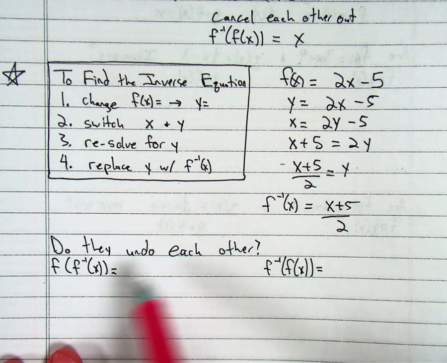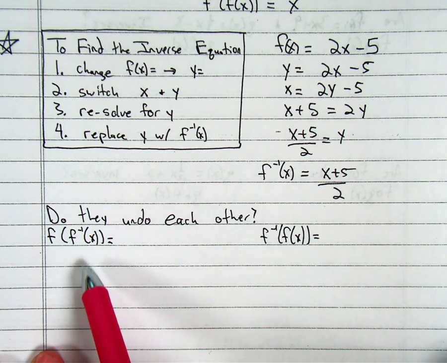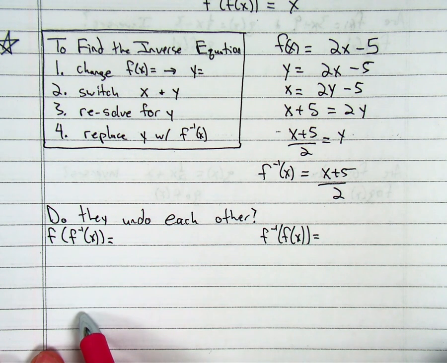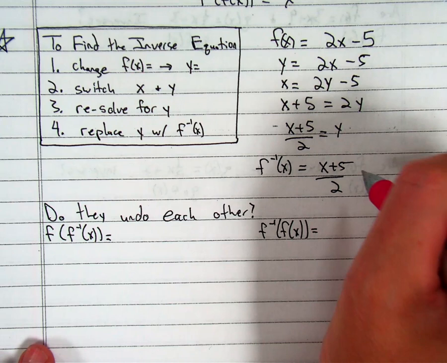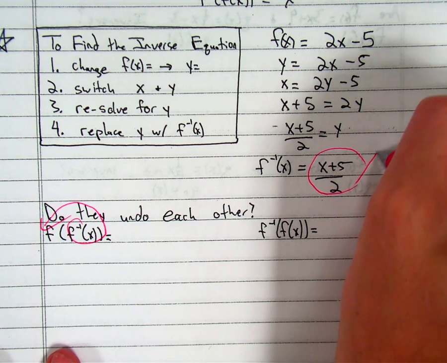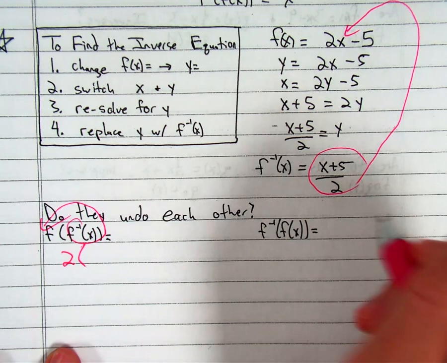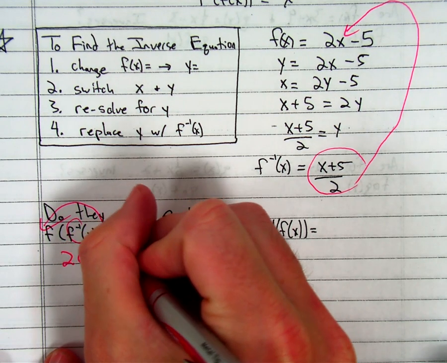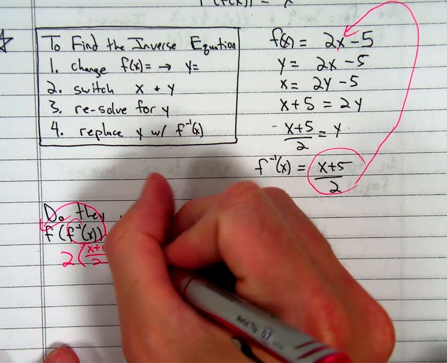Are they inverses? Prove it. Okay, we're going to use our composition of functions to help prove it. And just like when we proved that matrices are inverses, if it works one way, you got to do it the other way as well. So we're going to do f of f inverse. That means we're taking f inverse and putting it in to the f equation. Okay, we're putting it in there. So we have 2 times x plus 5 over 2. Taking all that, putting it in for x. And then we have our minus 5.